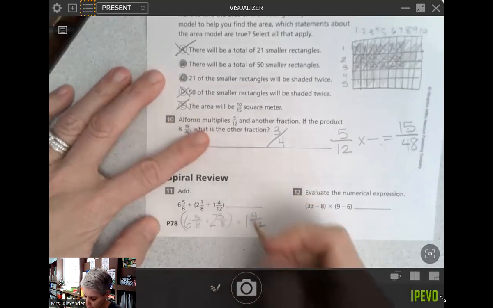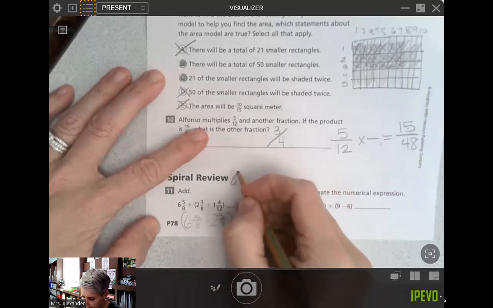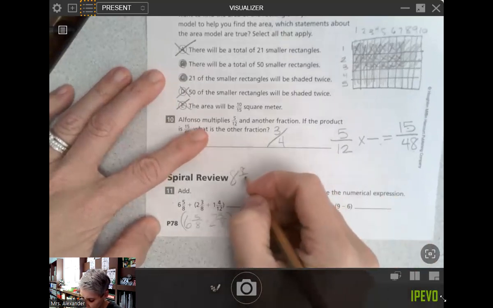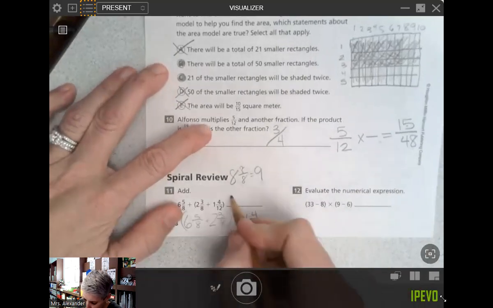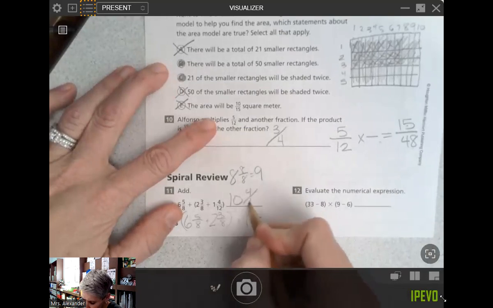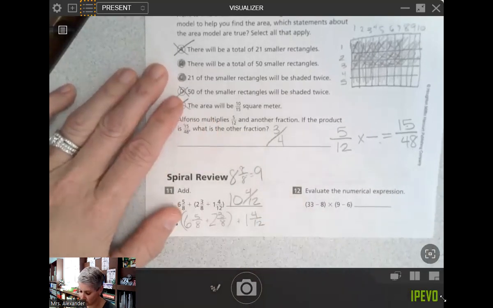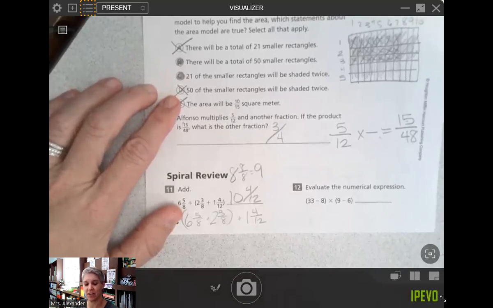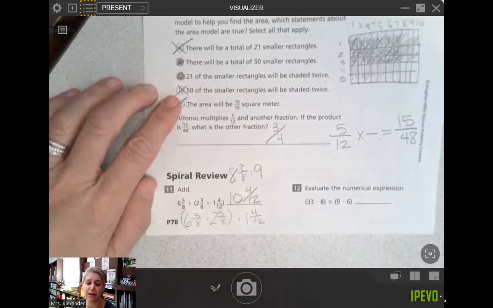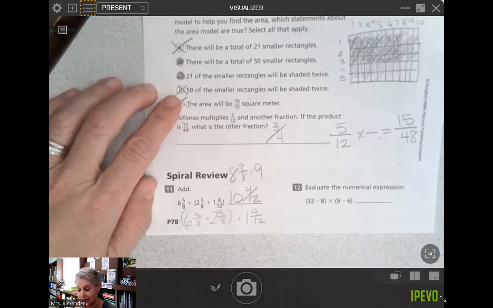So now I'm going to go up here. I have 8 and 8/8. That equals 9 plus 1 and 4/12. 10 and 4/12 would be a beautiful answer. You could simplify it to 10 and 1/3. Oh, I'm so glad I remembered that. That made it so much easier. Oh, I hope you caught that.